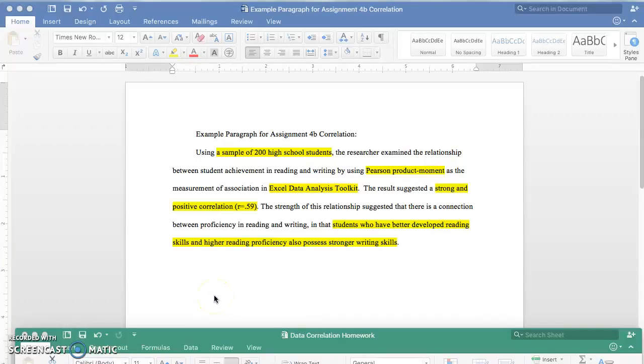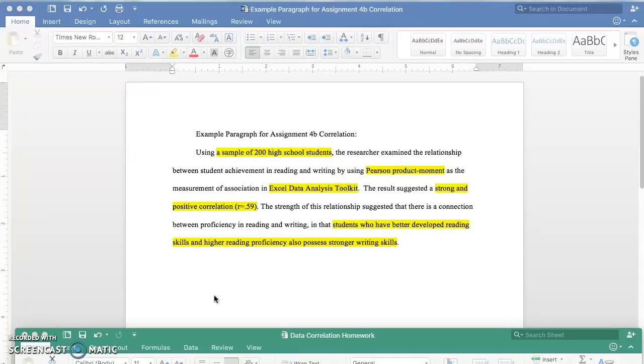Hello, class. This is a recording for the feedback on your assignment 4B correlation. I just want to show you a more standard APA style paragraph to report the statistics for correlation.